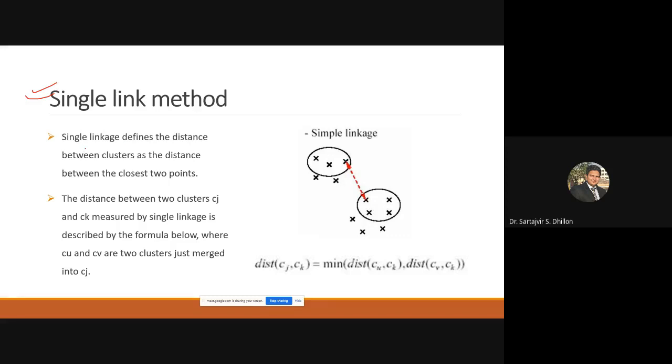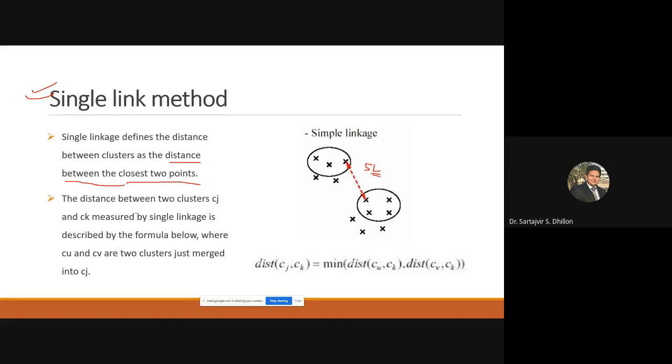Single linkage defines the distance between clusters as the distance between the closest two points. So this is one of the most important points in single linkage: the distance between the closest points. These two x's, these two data points, are very close to each other. On the basis of that, we can say that this is single linkage, or simple linkage.